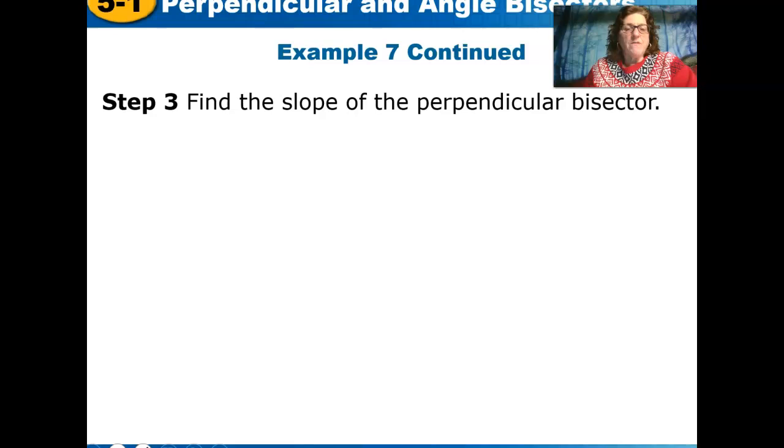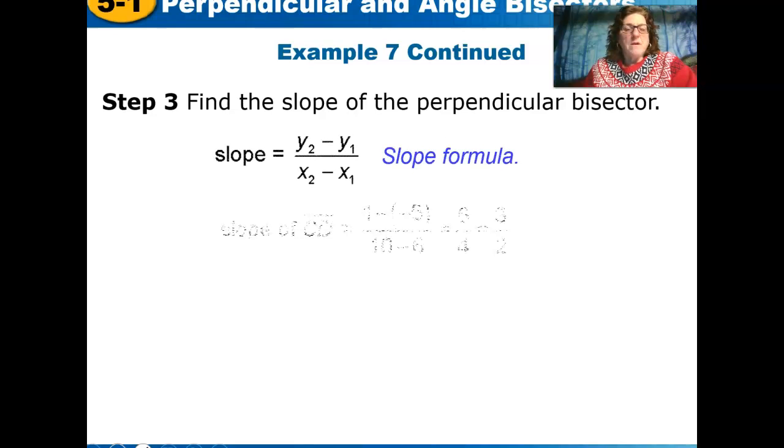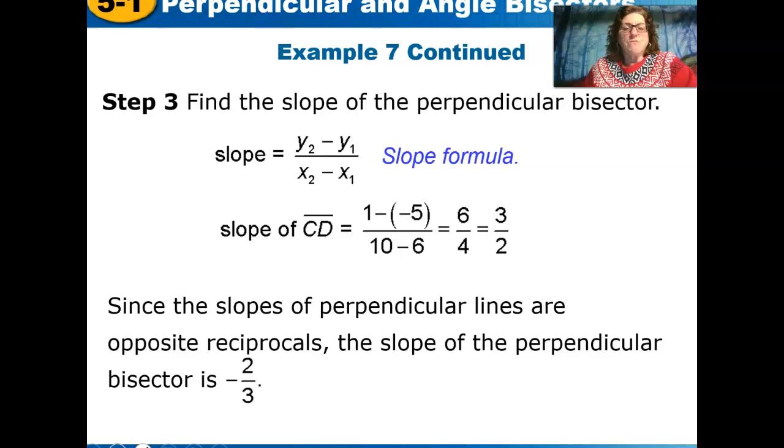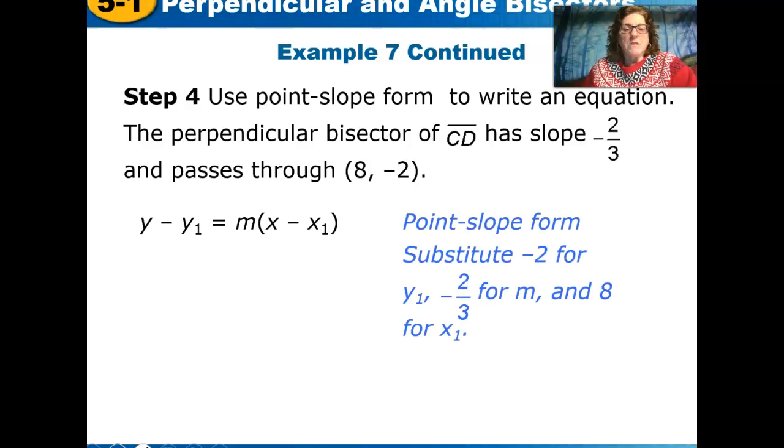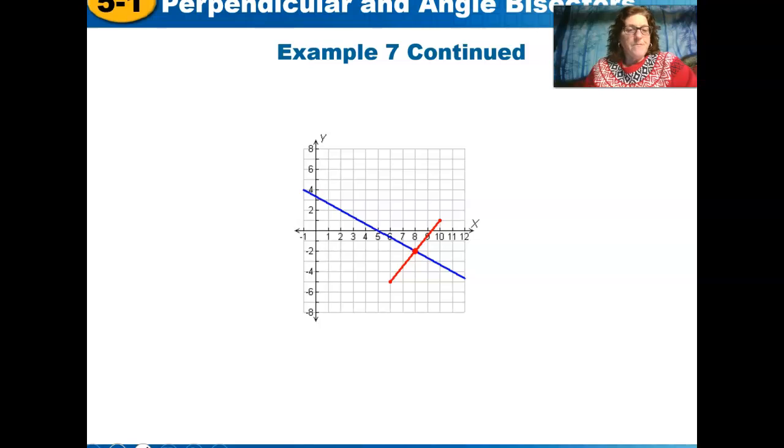So everybody go ahead and find the slope. The slope of CD is 3/2. So the slope of the perpendicular line would be the opposite reciprocal. And now we put the information together. We use the midpoint that we found and the new slope of the perpendicular bisector, and we keep it in point-slope form, and that's our graph. So I hope you were able to fully get all the notes written down. Don't be afraid to go back and review.